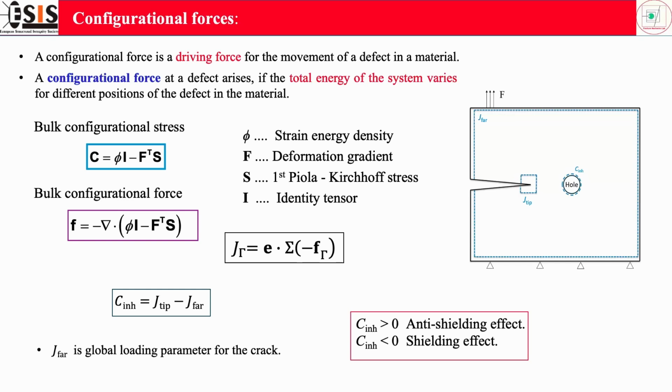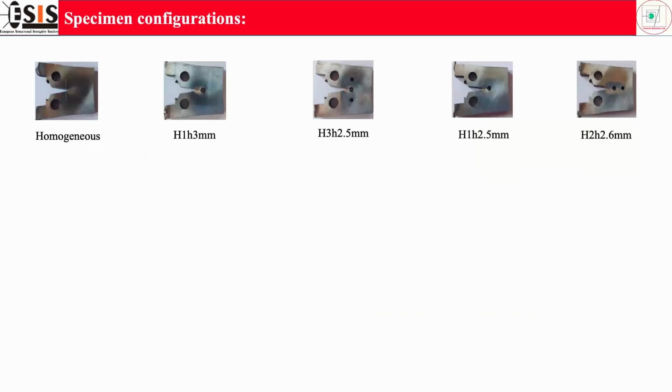J integral. After finding out the value of the near tip and far field, we can predict the shielding effect as well as the anti-shielding effect. Suppose the near tip J integral is greater than the far field J integral. In those cases, the crack will experience higher crack driving force, leading to the anti-shielding effect. So we will be using this concept in the work.